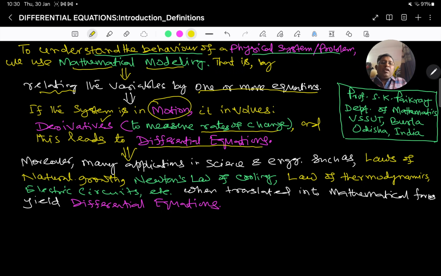Most importantly, in science and engineering, you think of some application-oriented problems, say the laws of natural growth, radioactive decay, radioactive growth, Newton's law of cooling, laws of thermodynamics, electric circuits, etc. When transformed into mathematical forms, they yield differential equations. It leads to the differential equation.